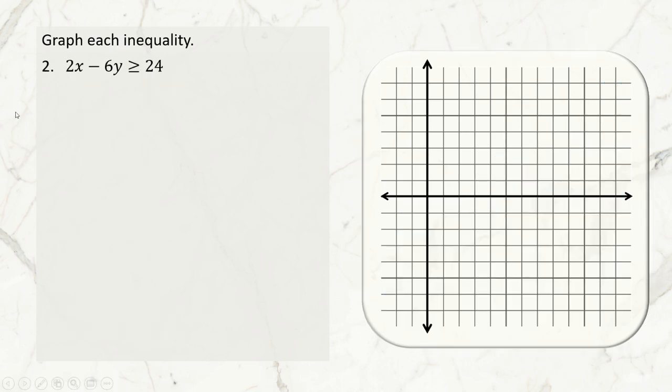So looking at number 2, again, we have 2x minus 6y is greater than or equal to 24. So our first step, add or subtract the x. We're going to subtract 2x here.